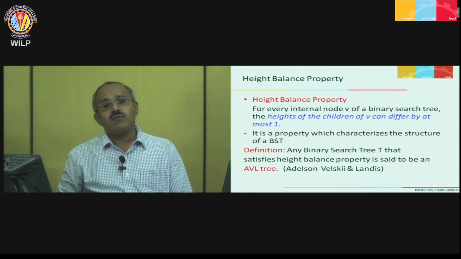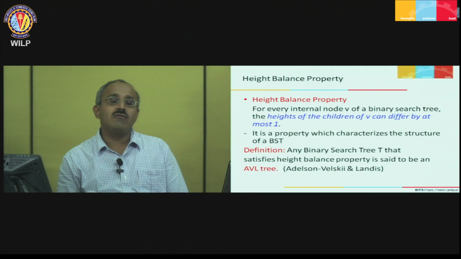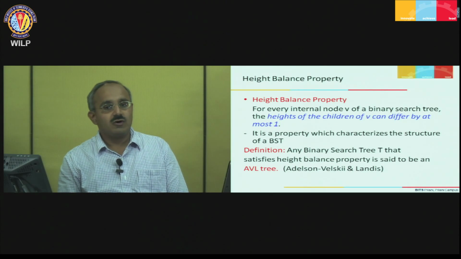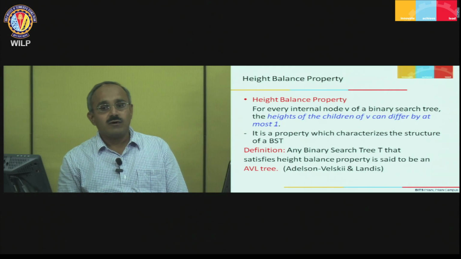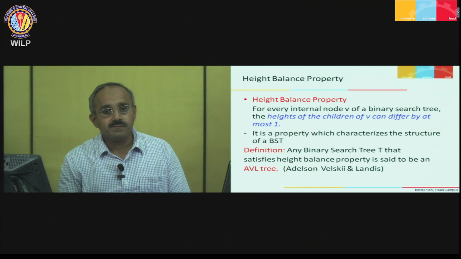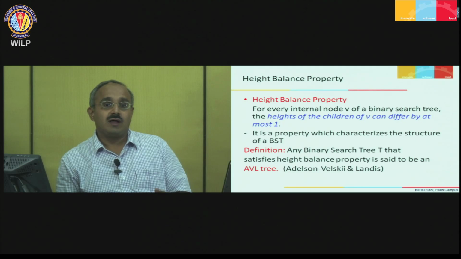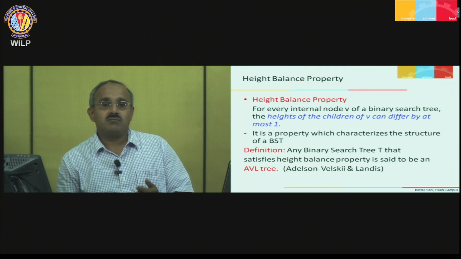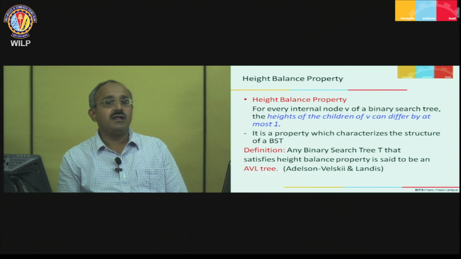For correcting this, we use a height balancing property, which says that for every internal node of a binary search tree, the heights of the children of this node can differ by at most 1. So, we start with a binary search tree, and for every internal node, we look at the height of its left subtree and the height of its right subtree. This can differ by at most 1. We say that this is the height balancing property.